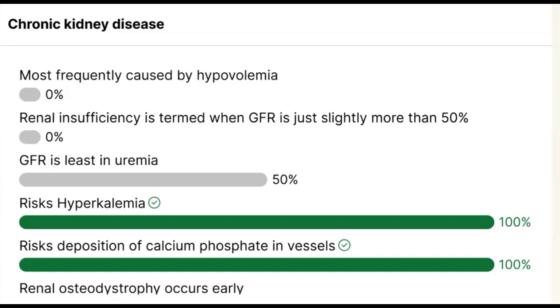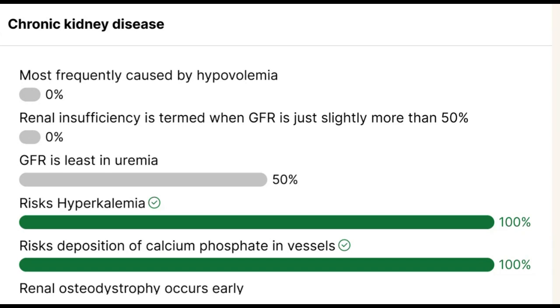It risks hyperkalemia. Yes, that is the most feared electrolyte abnormality in kidney disease, and it risks deposition of calcium phosphate in vessels. That is true, because especially in end-stage renal disease, you have secondary hyperparathyroidism, which is trying to retain calcium within the serum. And then you also have decreased excretion of phosphates by the kidney, and therefore it results in formation of calcium phosphate deposits, for example in vessels. This can even be seen on X-ray.